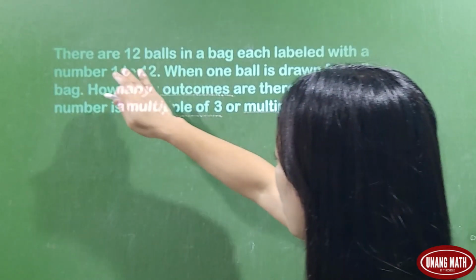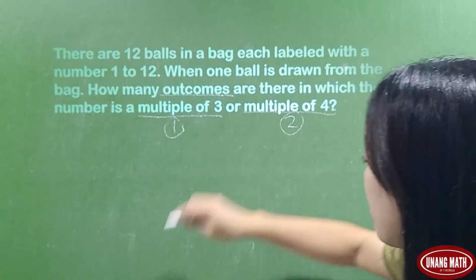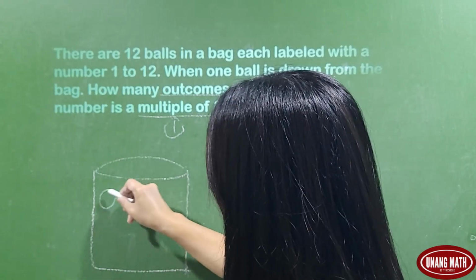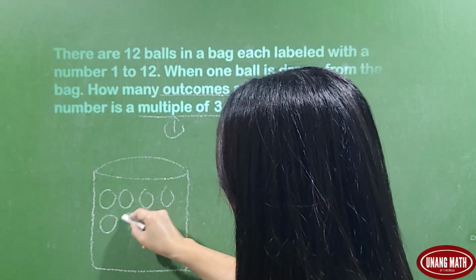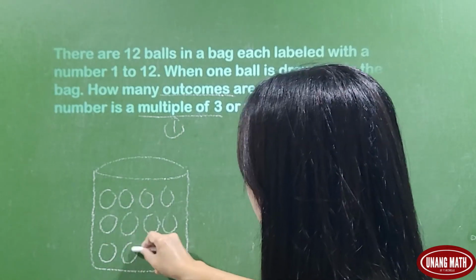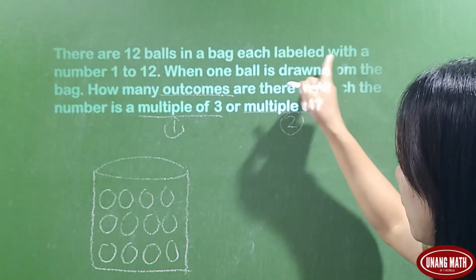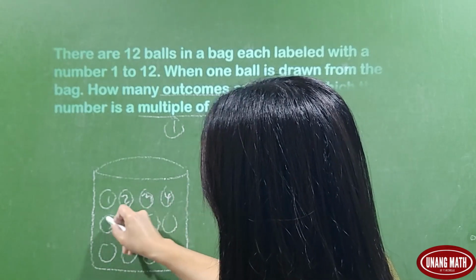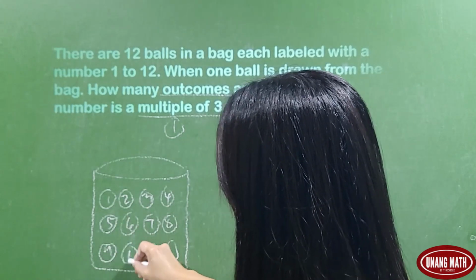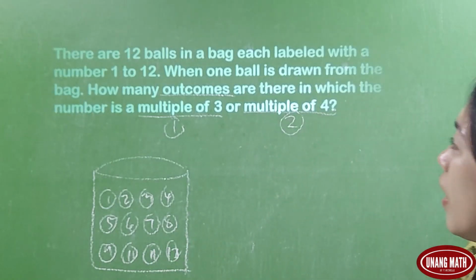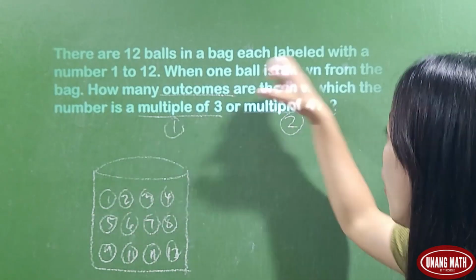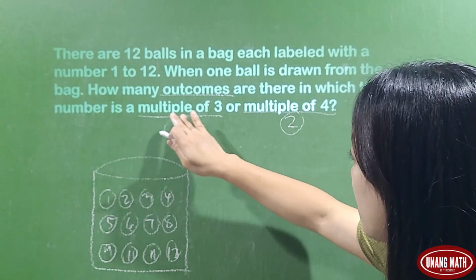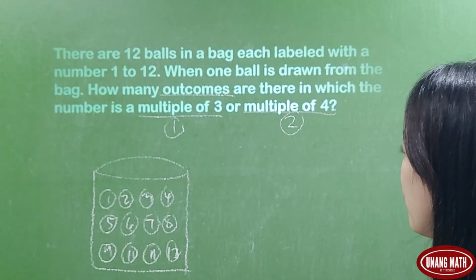Okay, now, going back to the first sentence, there are 12 balls in a bag. So, for example, if this is the bag, 12 balls. So, 1, 2, 3, 4, 5, 6, 7, 8, 9, 10, 11, 12. Each labeled with number 1 to 12. Okay, when one ball is drawn from this bag, how many outcomes are there in which the number is a multiple of 3 or multiple of 4?